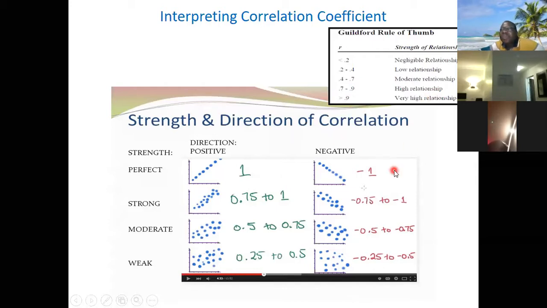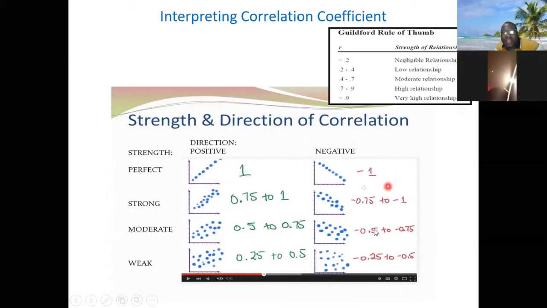Some other people came up with different ones, but they are all closely related in the way they explain. Look at this one. So perfect is 1, but it can be positive, it can be negative. Look at this graph. This is positive on this line, perfect. This is -1 because it's negative. This is strong, 0.7 to 1. This is negative strong, minus this.